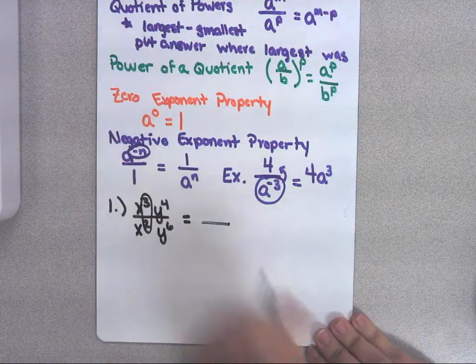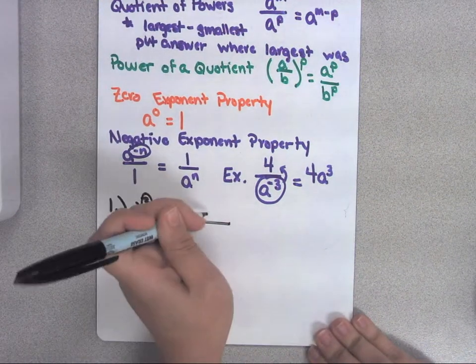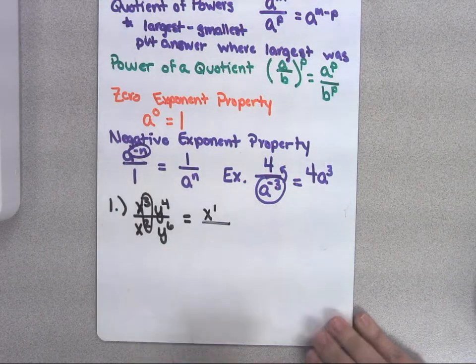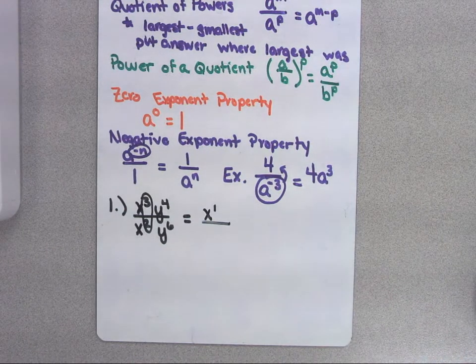So I'm going to draw a fraction line. I always do it for all my answers, and I'm going to write x to the first. Do I have to write to the first? No, you can just write x, right? But if it makes you feel some kind of weird comfort, you can put to the first.